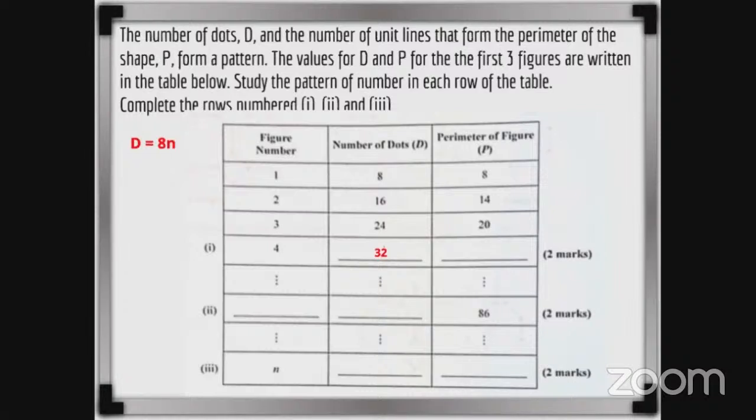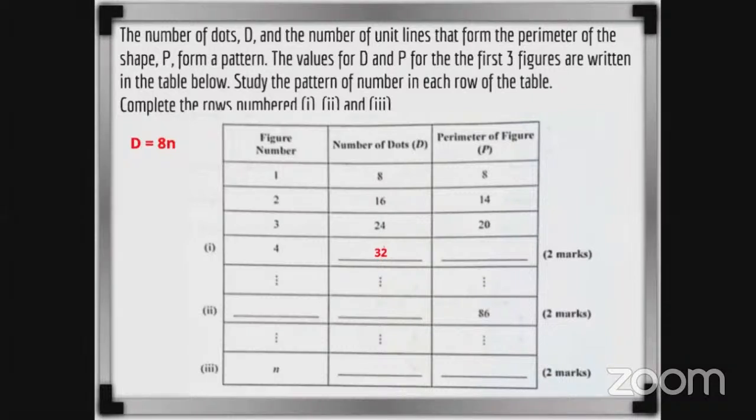All right. Thank you so very much for your explanation. Is everyone following, or does anyone have a different way in which they would determine the relationship with all three bits of information given in the sequence? The figure number, the number of dots, and the perimeter of the figure.